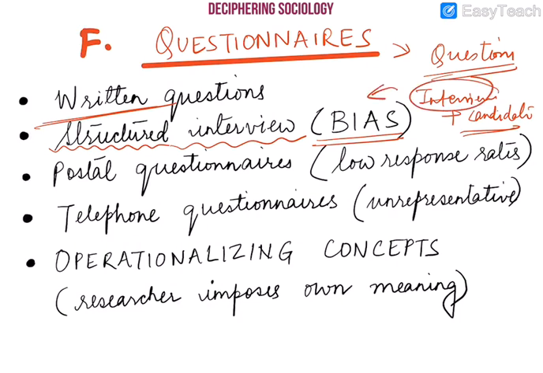So the interviewer is kind of guiding. There is an interview bias. The next type is postal questionnaires. So here we post questionnaires to different people, but here the response rate is very less because some might not choose to reply, might not revert. The next point is telephonic questionnaires. Here also the same thing. I may or may not be able to reach out to everyone.